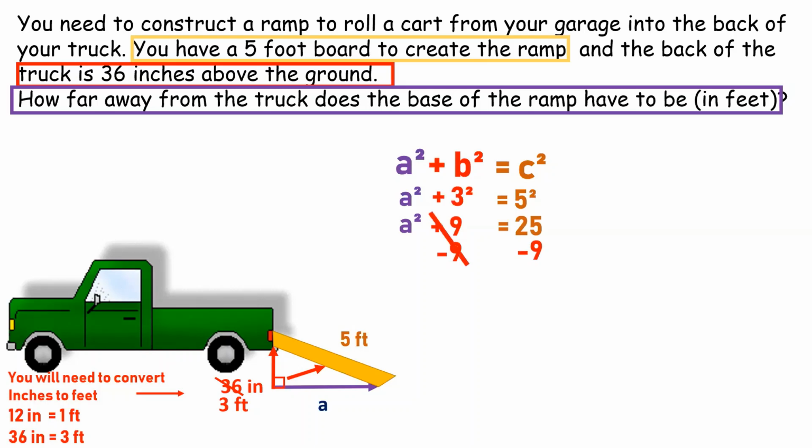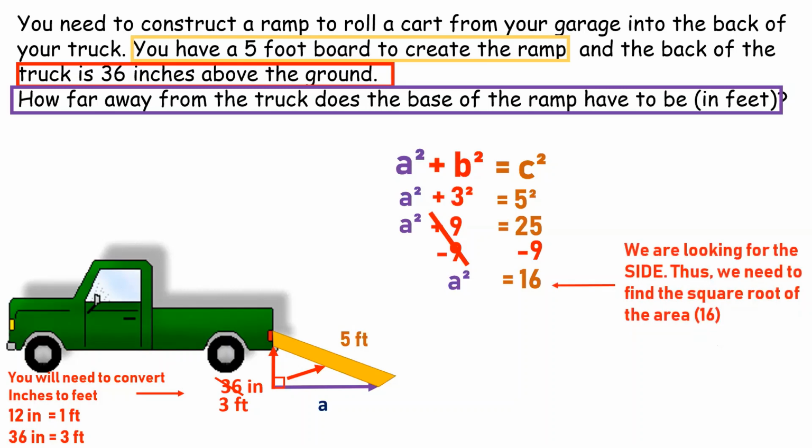9 minus 9, 0 pairs. A squared will equal 25 minus 9 equals 16. I have found the area of the missing square. I will have to square root A squared. Square and square roots cancel each other out, leaving me with A. And the square root of 16 is 4.